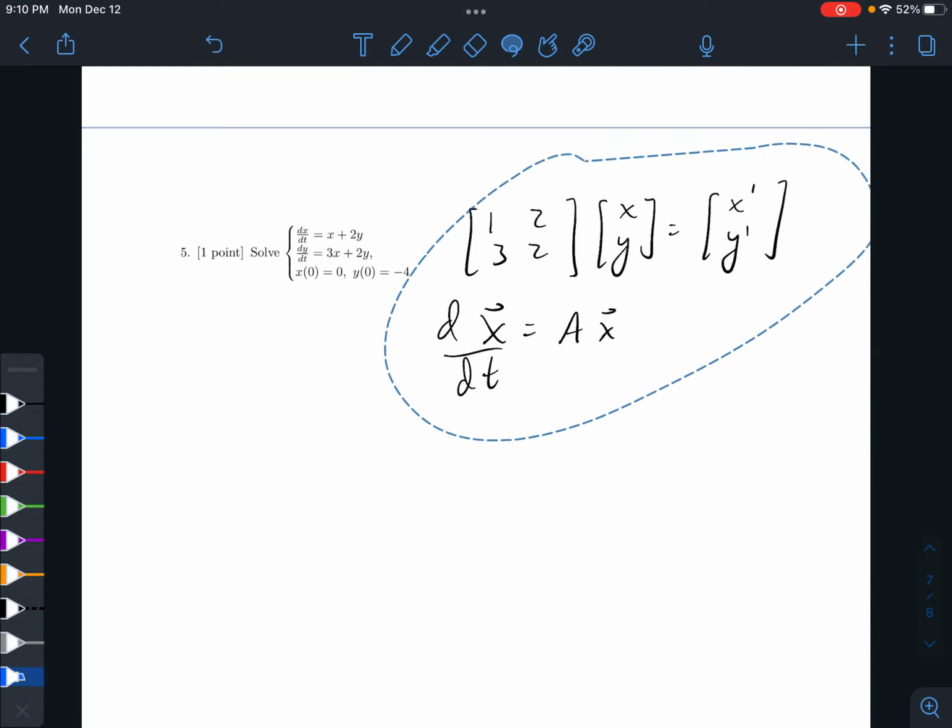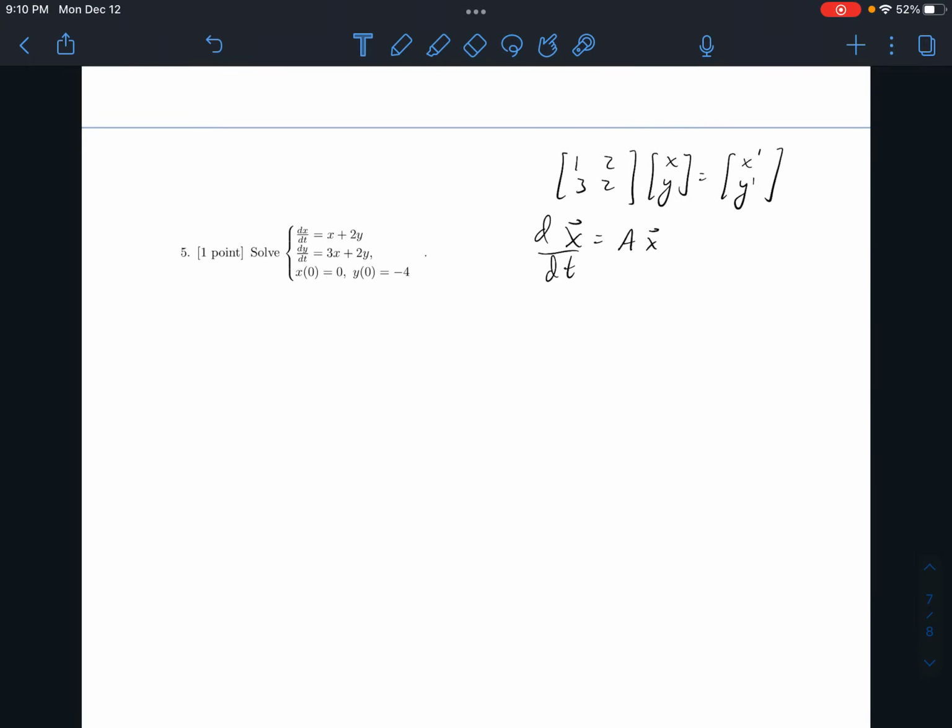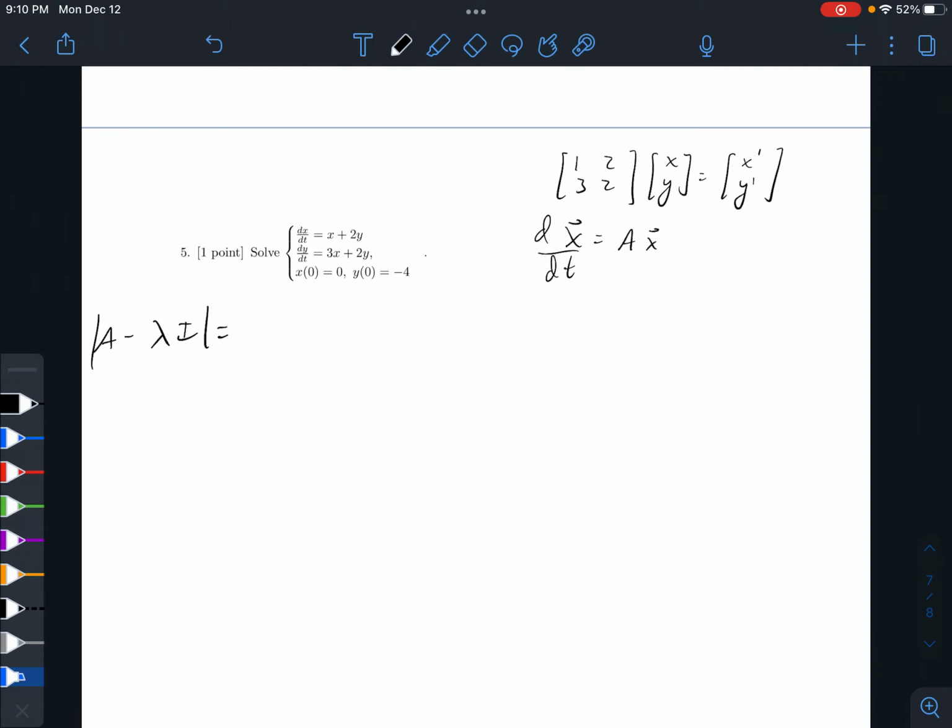So characteristic equation: A minus lambda I, and determinant is equal to (1 minus lambda, 2; 3, 2 minus lambda).